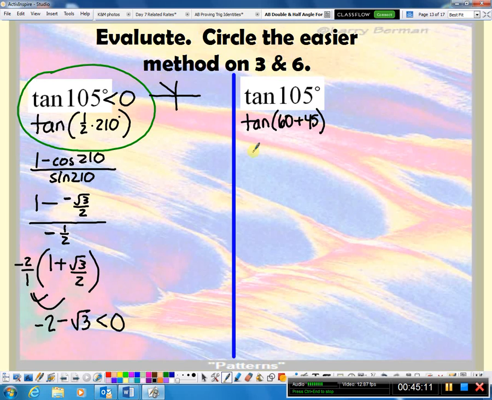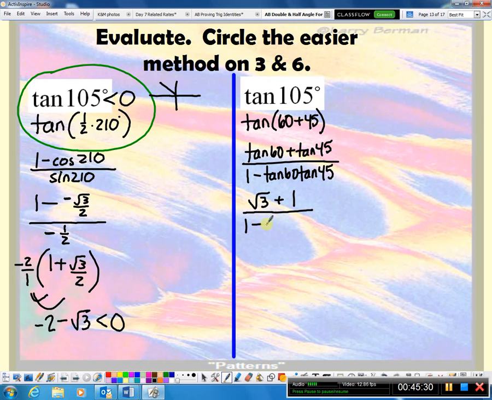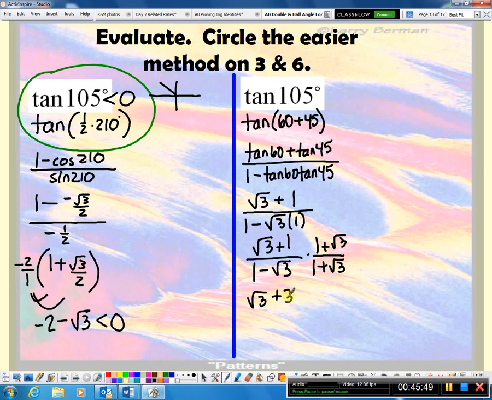On this one, I've got tan 60 plus tan 45 over 1 minus tan 60 tan 45. This is a review of yesterday, so I'm hustling. Tangent 60, square root 3. Tangent 45, 1. 1 minus square root of 3 times 1. So square root 3 plus 1 over 1 minus square root 3. What do we do? Multiply by the conjugate. Multiply FOIL method on top: square root of 3 plus 3 plus 1 plus the square root of 3. On the bottom, FOIL method, or say a plus b, a minus b, is a squared minus b squared.